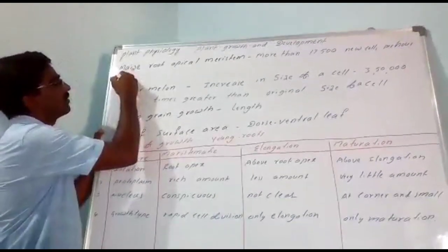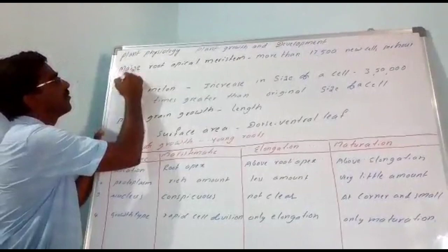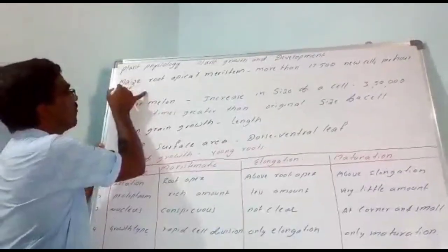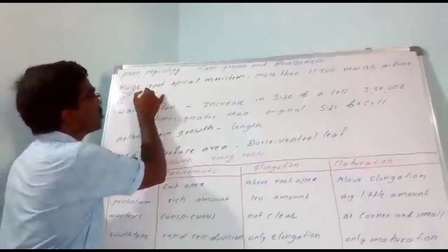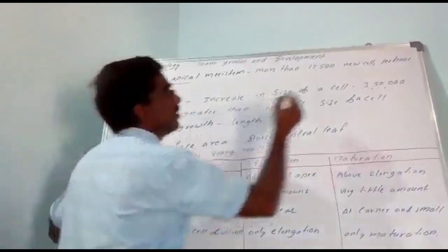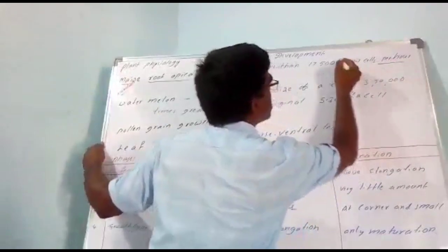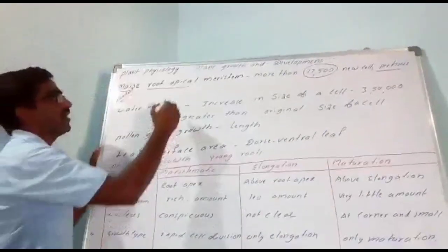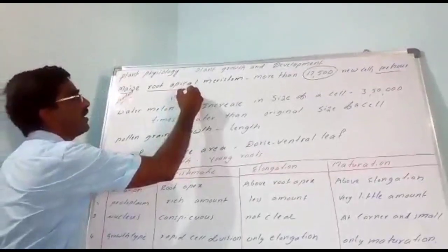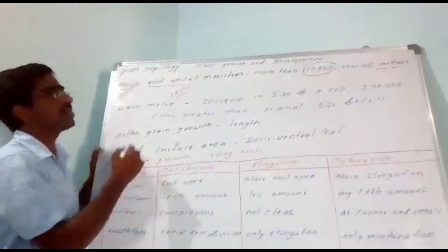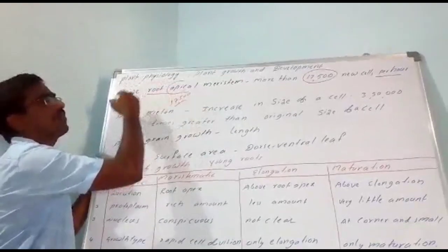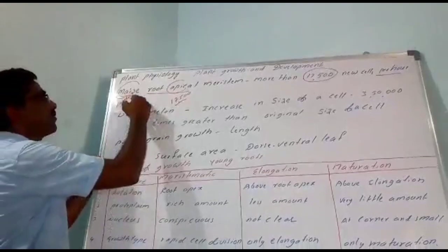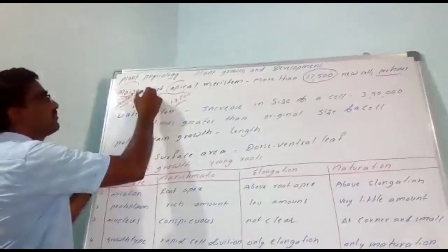Now we can see some typical examples of plant growth. According to number, we can take the example of plant cells, where number is increased. Then take the example of maize plant. In the maize plant root apical meristem, for every 1 hour of time, 17,500 new cells have been formed. Means for every 1 hour, 17,500 new cells have been formed in the apical meristem of maize plant in the root portion. This question was asked in the previous NEET exam.